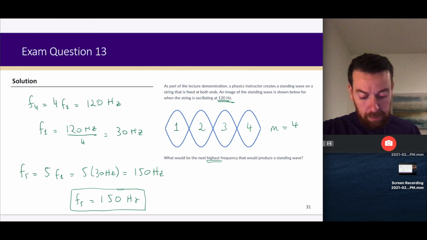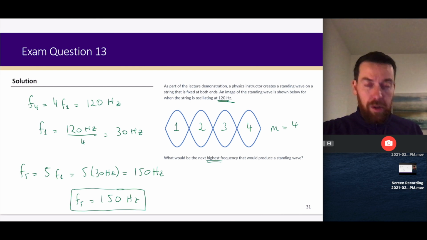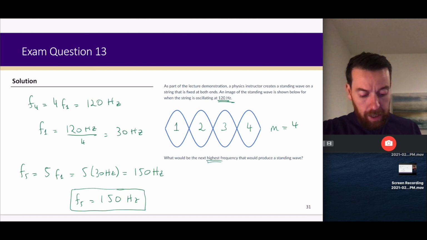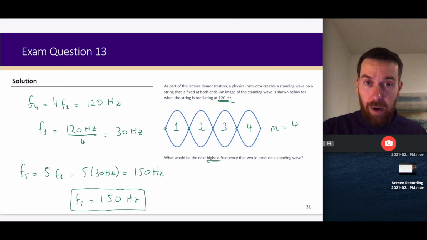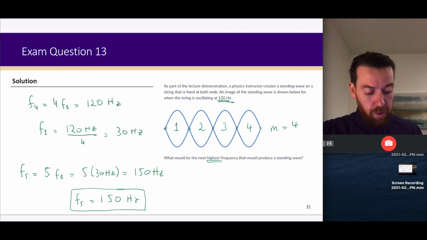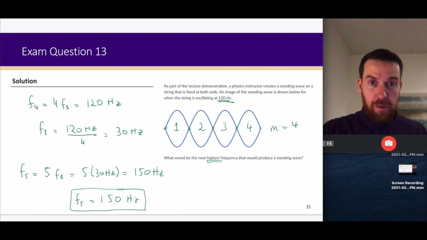Okay, I think that was the main part of this question. The distractors would have been incorrectly counting the number of nodes. That's not correct. That's not how we count the mode number for standing waves in a string. So they would have been the distractors, where we're dividing by 4 rather than by 5. So 120 divided by 4 gives us 30. 30 times 5 gives us the 150.